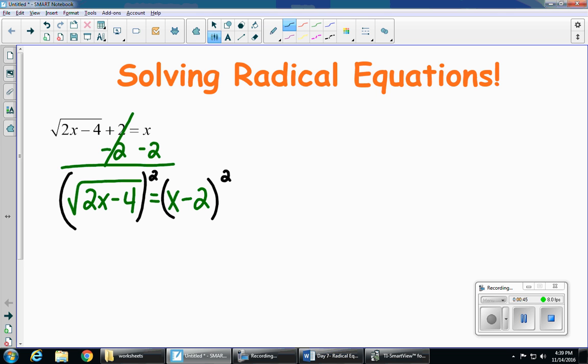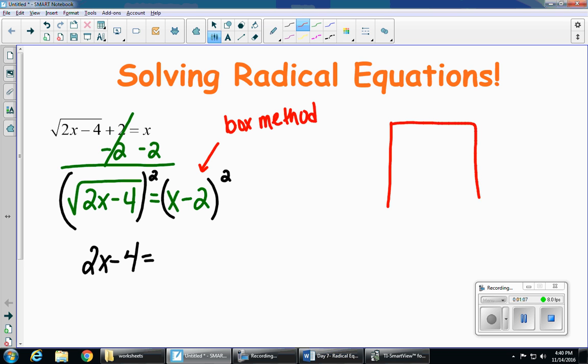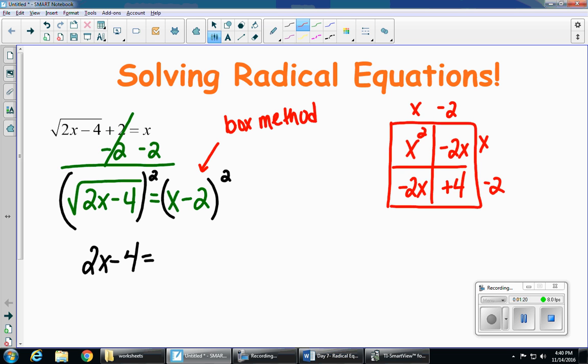So on the left, when I have a square root and a square, they're going to cancel each other out, and I'm going to be left over with this 2x minus 4. And on the right side, I have x minus 2 squared. So here, I'm going to have to use the box method or double distribute in order to find out what x minus 2 squared is. So on the side, I'll just draw out my box method. I'm going to get x squared minus 2x minus 2x and a positive 4.